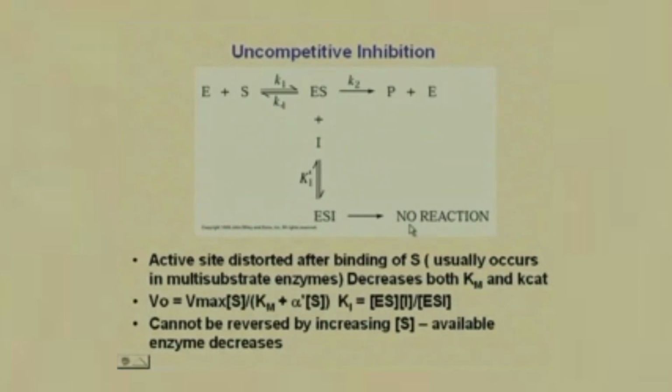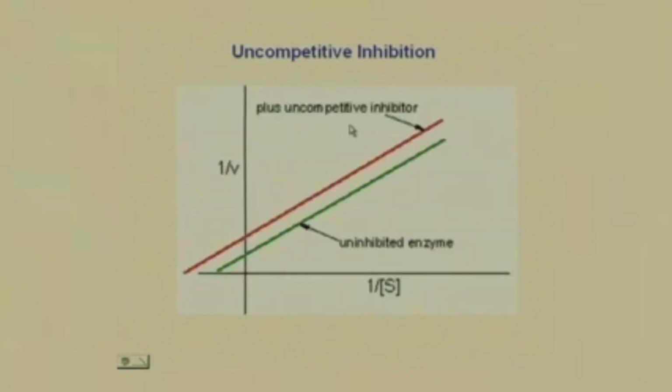It usually has an effect on the Kcat value where your Vmax is decreased. The decrease in the Vmax, why does this Vmax decrease? Because the available enzyme actually is decreased. So what you have is an increase in the initial velocity due to the presence of the inhibitor and a parallel line for the uncompetitive inhibitor.